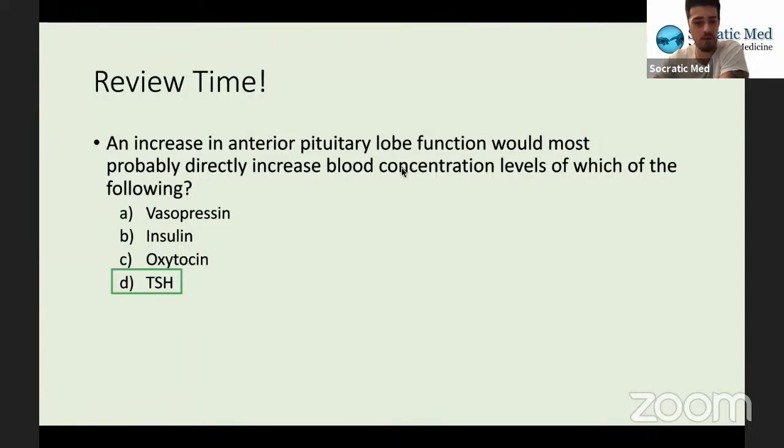Vasopressin, remember, is also known as AVP, arginine vasopressin, antidiuretic hormone, ADH, and that is created by the hypothalamus and secreted by the posterior lobe. So anterior pituitary lobe function would not affect it. Same thing with oxytocin, and insulin comes from the pancreas like we spoke about before. There are a lot of other factors affecting it. So yeah, D is correct. You guys all got it. Awesome job.